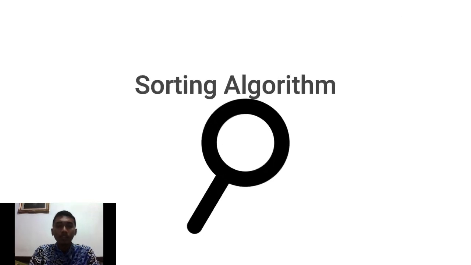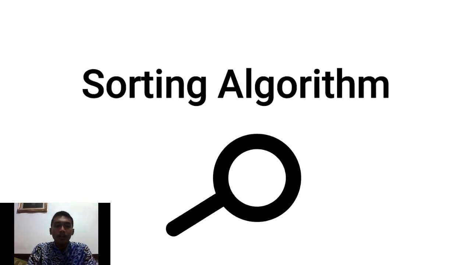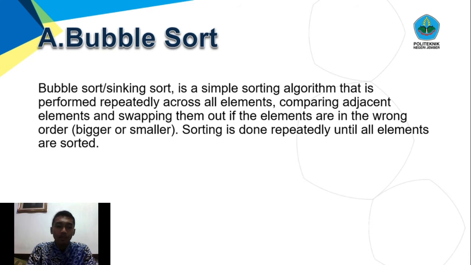Various sorting algorithms. The first, bubble sort. Bubble sort is a simple sorting algorithm that is performed repeatedly across all elements, comparing adjacent elements and swapping them out if the elements are in the wrong order. Sorting is done repeatedly until all elements are sorted.